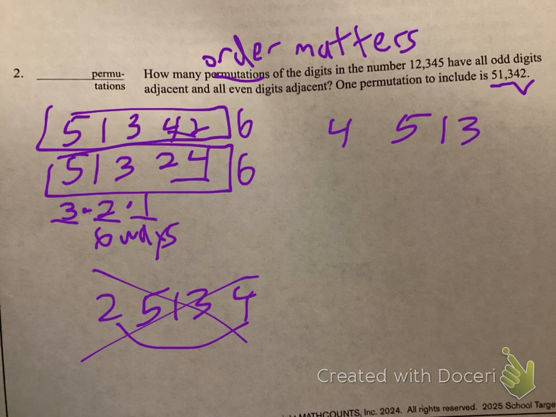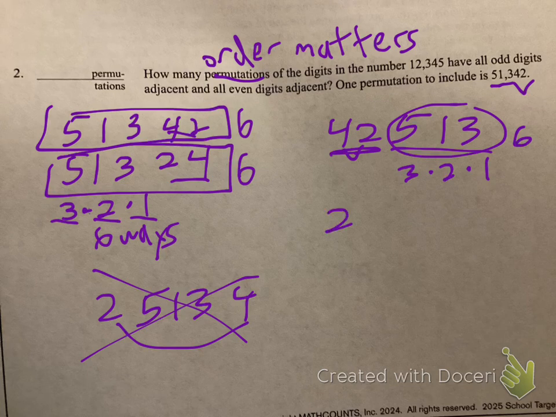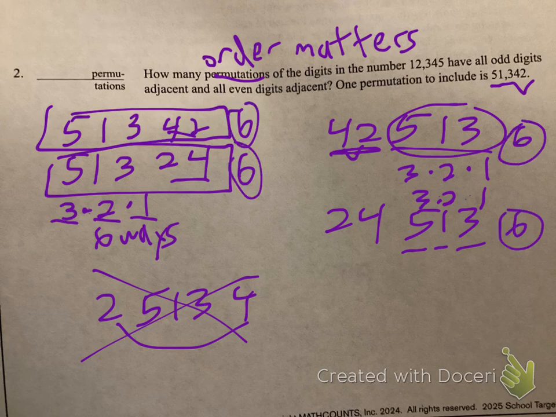And then the 4 and the 2 need to be next to each other, and then these are next to each other. So again, there's 3 times 2 times 1 ways to put these 5, 1, and 3 together. So that's a total of 6 ways if it starts with a 42. And then if it starts with a 24, there's a total of 6 ways to put the 5, the 1, the 3 together. 3 times 2 times 1. So that's going to be another 6 ways. So 6 plus 6 plus 6 plus 6. 6 times 4 is 24 permutations.